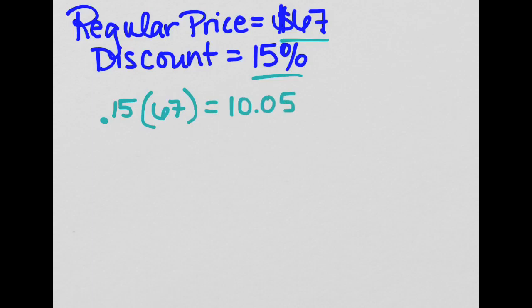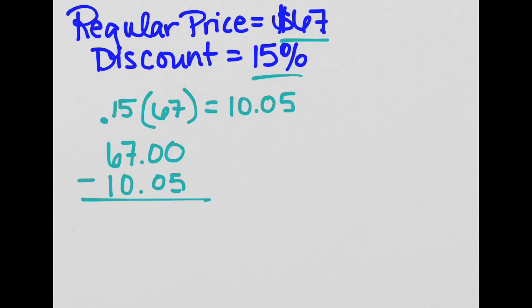10.05. Then what I want to do is $67. I have to add the 2 decimal spots in order to subtract properly if I'm showing my work. So 67 minus that 10.05 is going to give me 56.95. Okay, so that should be my answer.